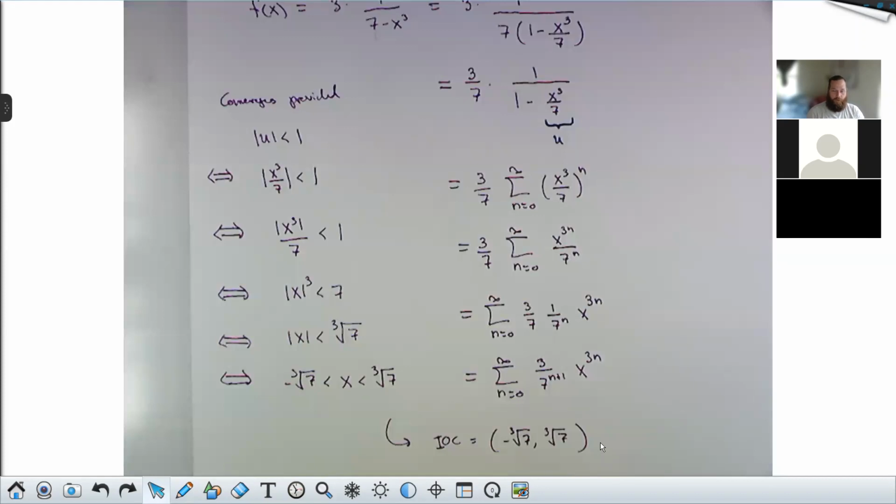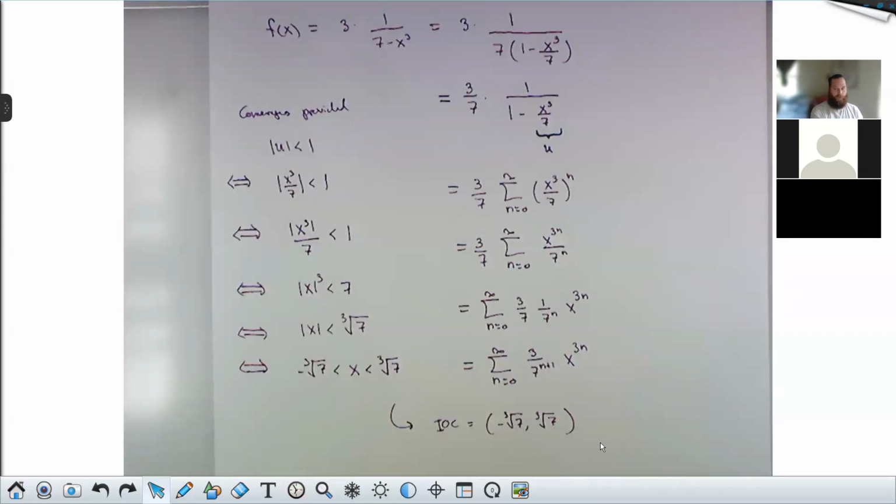And it's the same thing you would get if you ran the ratio test and checked endpoints. It's just much, much faster. Questions on this guy?